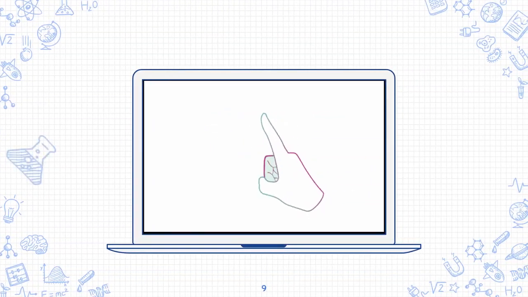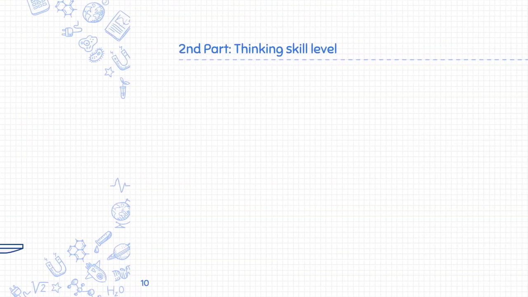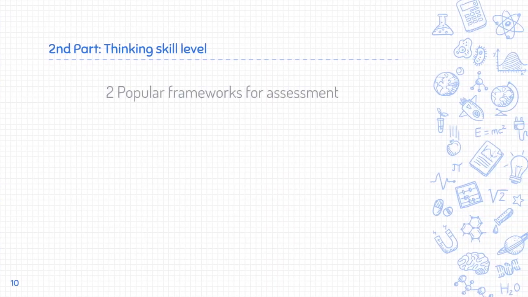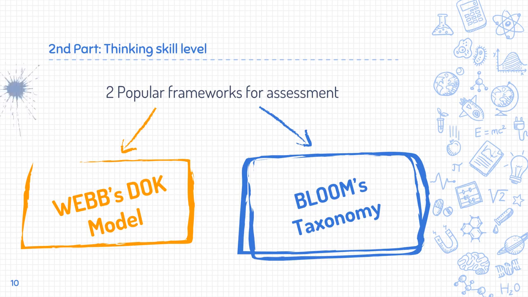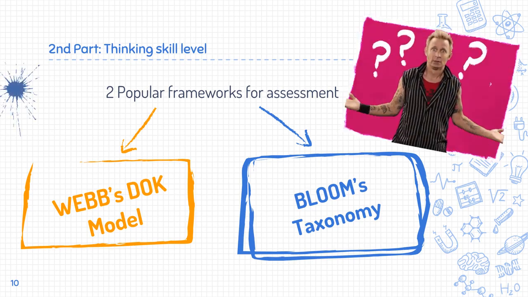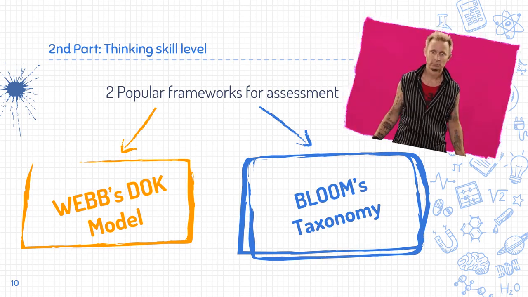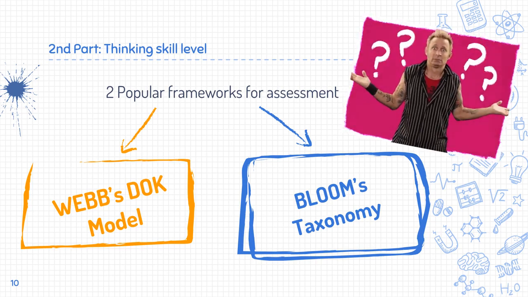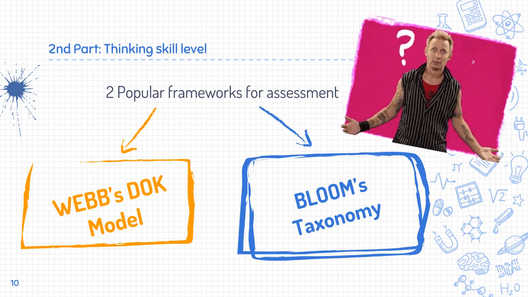Let us now turn to our second part, thinking skill level. Traditional tests and performance assessment generally focus on different levels of cognitive complexity. Traditional assessment measures currently focus on the most basic cognitive abilities. Teachers report that school systems often adopt a formal framework to promote cognitive development. Two popular frameworks predominate in current educational practice, namely Webb's model of depth of knowledge on the one hand and Bloom's taxonomy on the other.